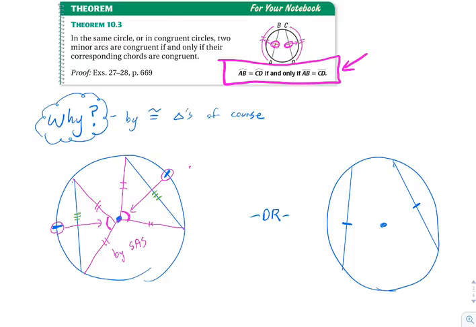Okay, so let's do a very similar proof the other way. Let's instead assume that the two chords are the same in this second proof. So we have two congruent chords. Let's draw in some radiuses. And look what we get. We get all the radiuses are the same. And so by SSS, these two triangles are the same. They have the same three sides in the two triangles.